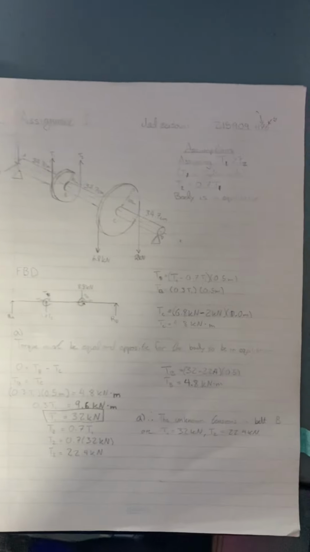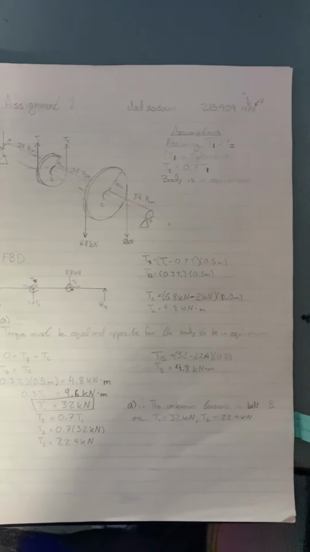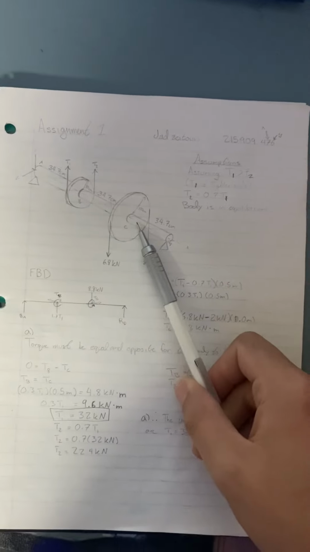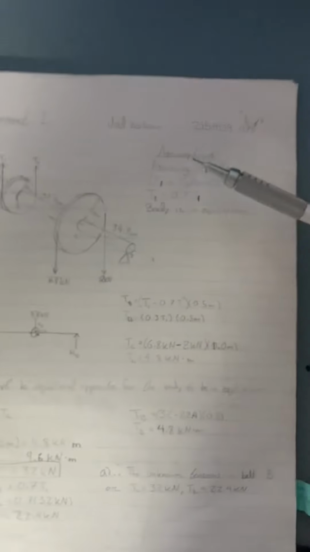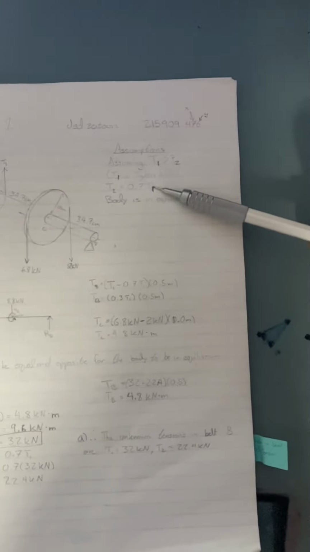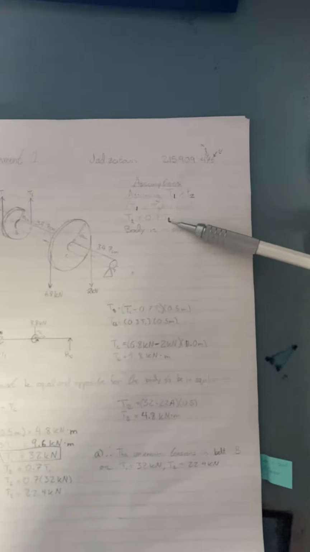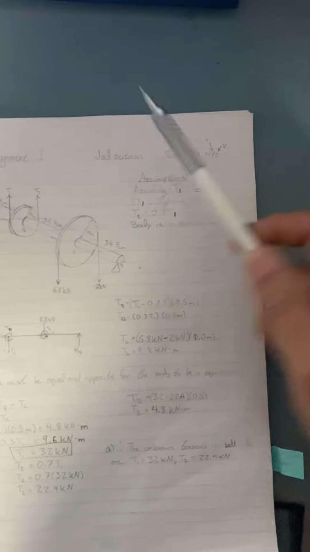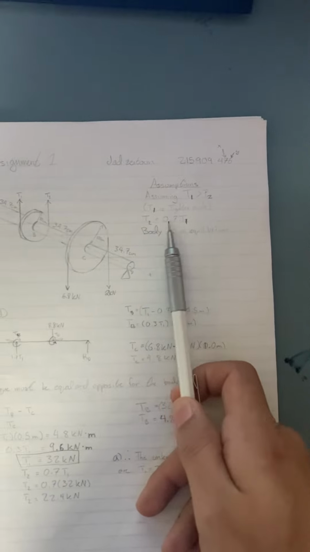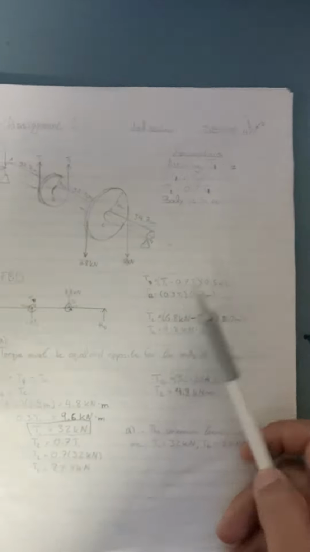So I started this off by assuming that T1 is greater than T2. That way the torque produced at pulley B is opposite to the torque produced at pulley C. Since we're given that the tighter side has 30% more force than the loose side of this belt system, I got that T2 is equal to 0.7 T1. Also assume that the body is in equilibrium.